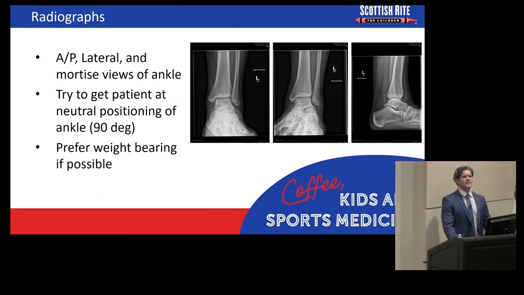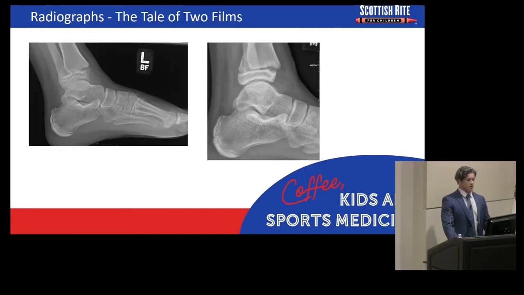And we don't expect out in the community that you're going to be able to get them to weight bear, you're going to be able to get them to 90, but as close to 90 as possible, getting good x-rays really does give us a lot more information. So, a tale of two films.